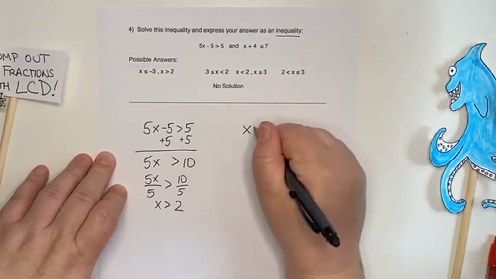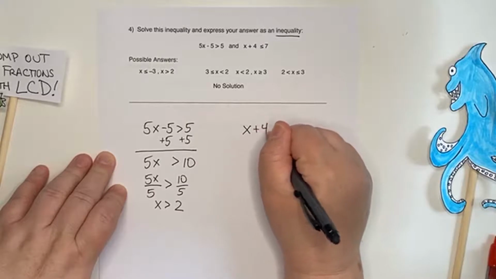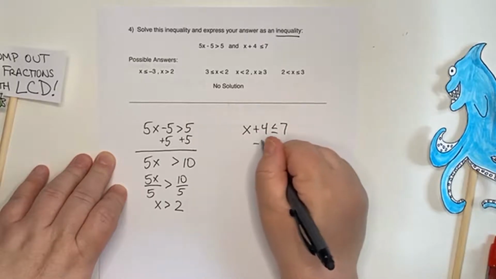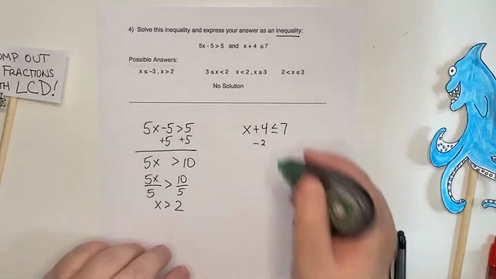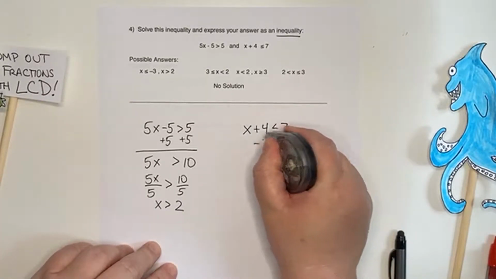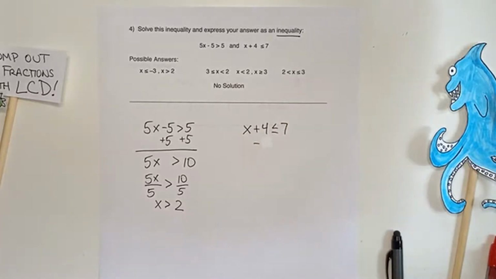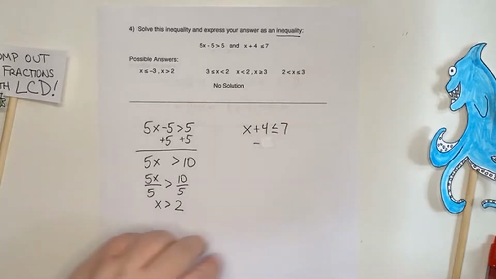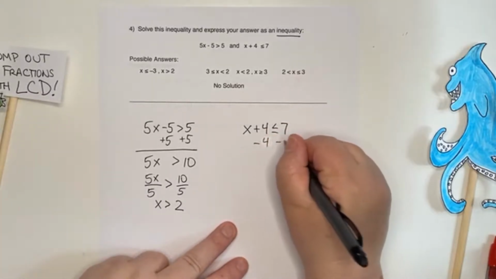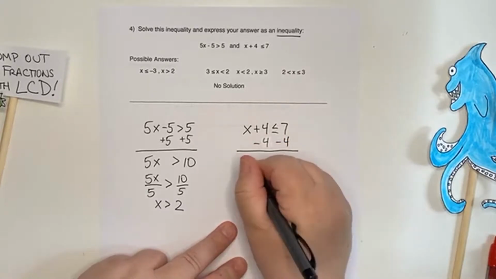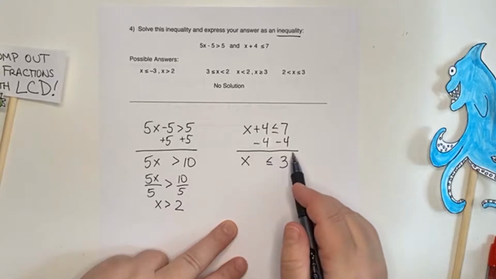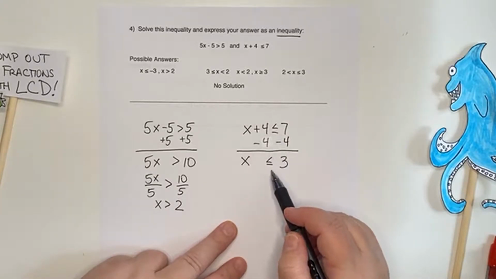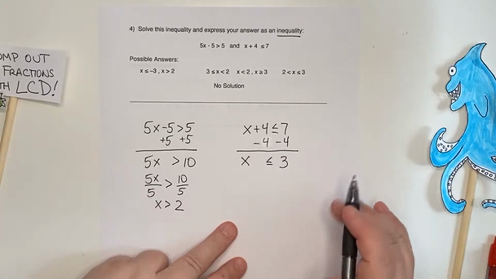And then the second inequality, x plus 4 is less than or equal to 7. Ooh, that's exciting. Again, yay. I love my little tape runner. I'm going to subtract 4 from both sides. And then I get x is less than or equal to 3. Remember, when I'm subtracting, the inequality doesn't change. Only multiplication and division by a negative.